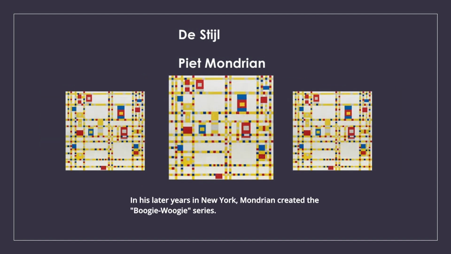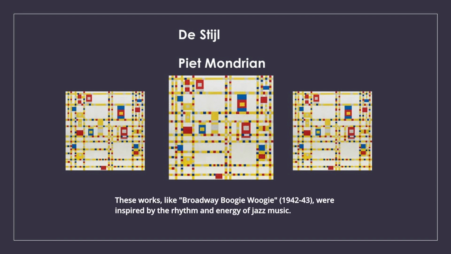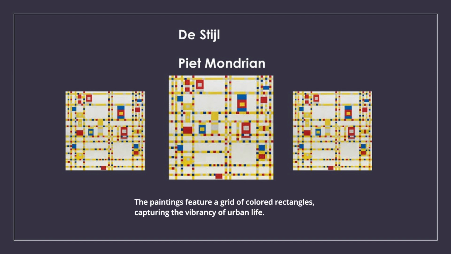In his later years in New York, Mondrian created the Boogie Woogie series. These works, like Broadway Boogie Woogie, were inspired by the rhythm and energy of jazz music. The paintings feature a grid of colored rectangles, capturing the vibrancy of urban life.